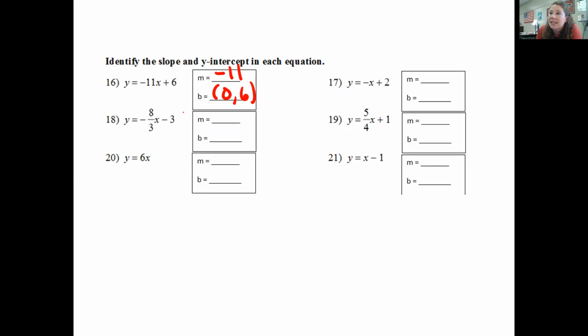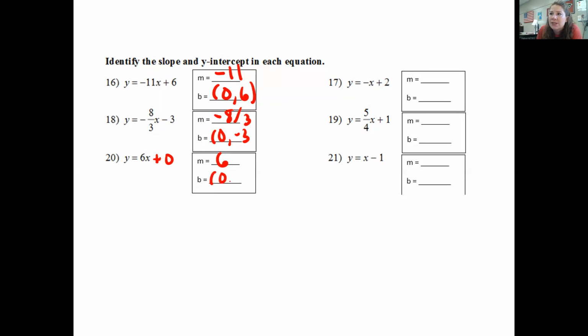Number 18, my slope is negative 8/3, right? And my y-intercept is 0, negative 3. What about 20? The 6 is which one? Well, it's being multiplied by x, so it's going to be the slope. Now, I don't see a y-intercept, which means it has to be, well, if I add something to this without changing the value, the only thing I could add is 0, right?